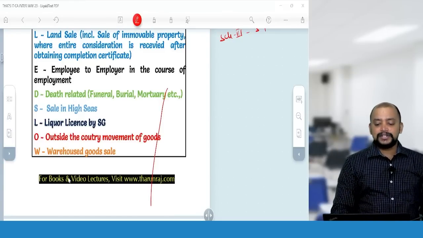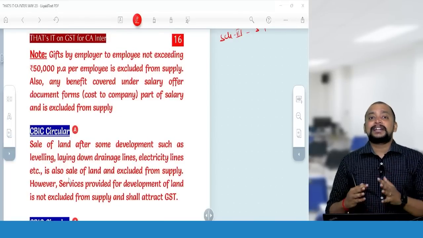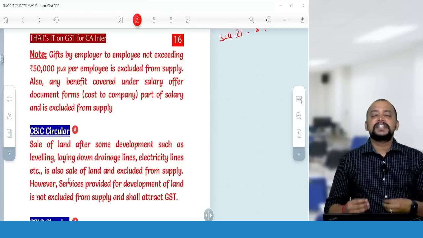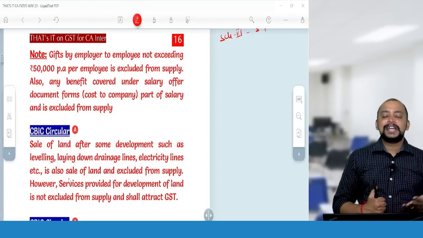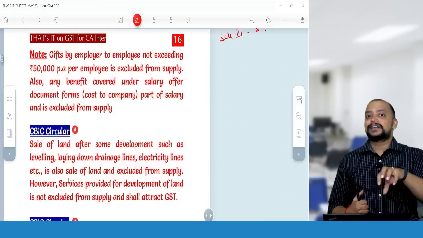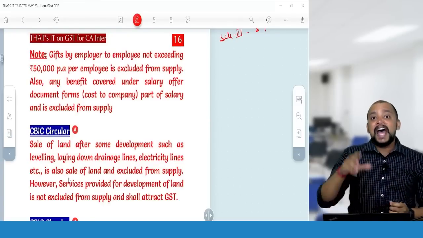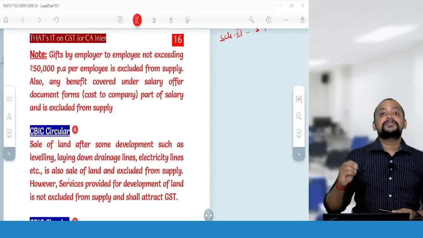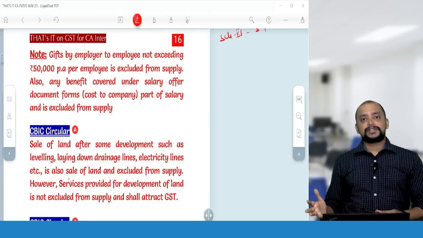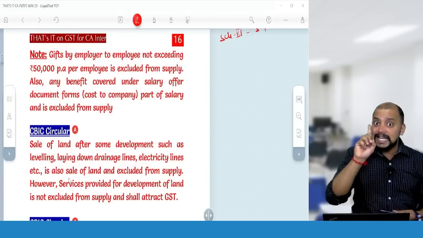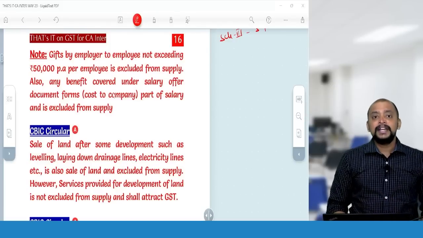Then next one, you can see one note: generally employer and employee are treated as related persons. So if the employer is giving any gift to the employee, will it be treated as supply under 7(1)(c)? Because in case of related party transactions, even without consideration, it will become supply. So when the supplier, that is the employer, gives a gift to the employee, as they are related, will it become supply? If the gift value does not exceed 50,000 in a year, it is not a supply. If the gift value exceeds 50,000 in a year, then it will be treated as supply.